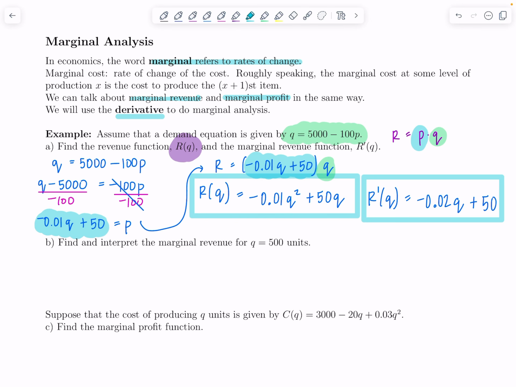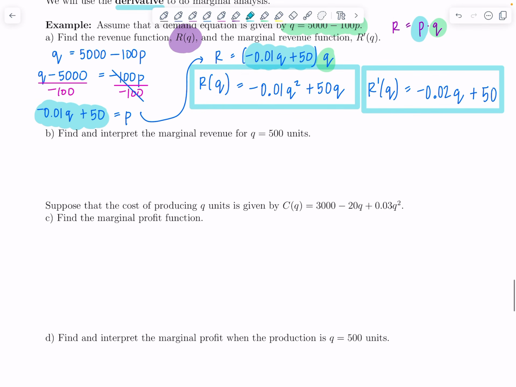Good. Here we go. Let's use these functions for something now. Part B, find and interpret the marginal revenue for Q equals 500 units. So marginal revenue means plug it into the derivative. So we want R prime when Q is 500. So that's negative 0.02 times 500 plus 50. So this is going to be negative 10 plus 50, which is 40, and we're in dollars, I'm pretty sure.